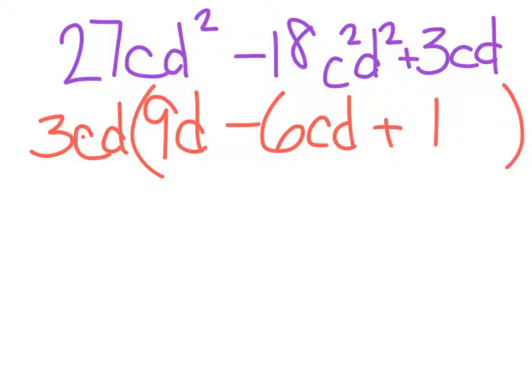Right. Just remember, so it's 3 times 6 is 18. C times C is C squared. D times D is D squared. And this one, this whole thing, times 1 is that. There you go. Now we have one more kind to look at.